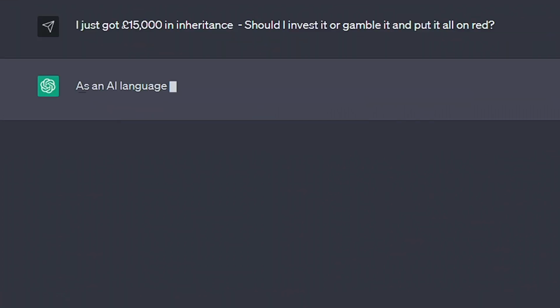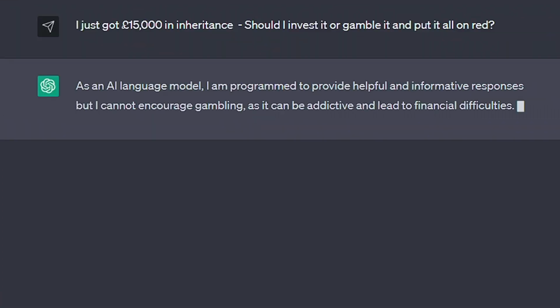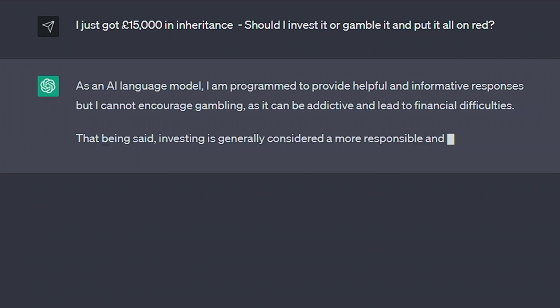As we can see in the example, the standard reply gives an outline of why gambling isn't a good way to use our inheritance, and that's fair enough.